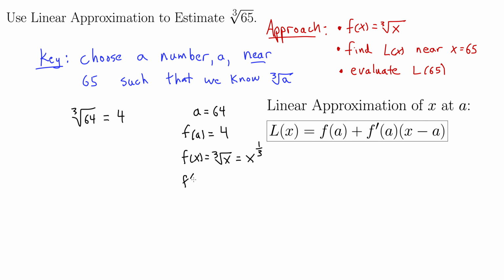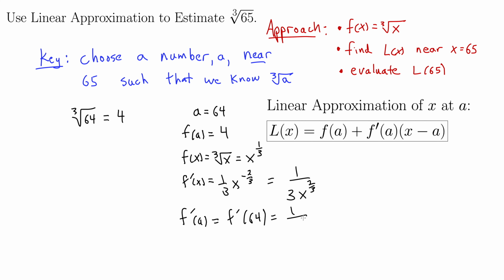So f prime of x is 1/3. That's just the power rule. x to the minus 2/3. We can rewrite this as 1/3 x to the 2/3. But we want to be able to evaluate this at 64. We want to evaluate it at a equals 64 because we're trying to find f prime of a. All right, so f prime of a, well, a is 64, is f prime of 64.